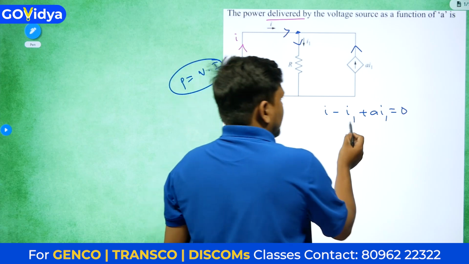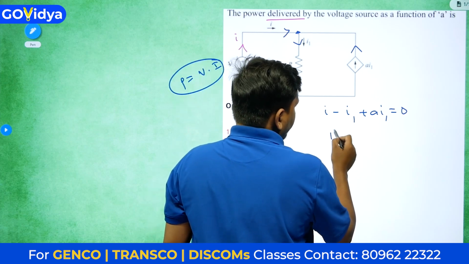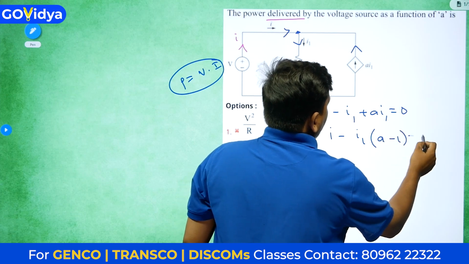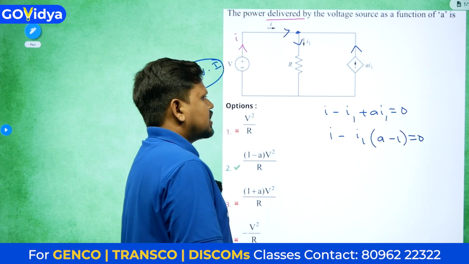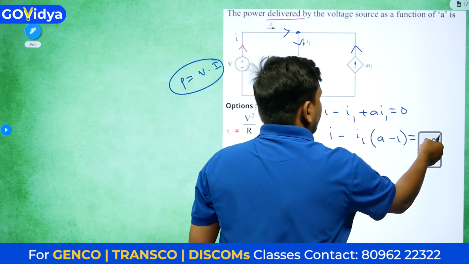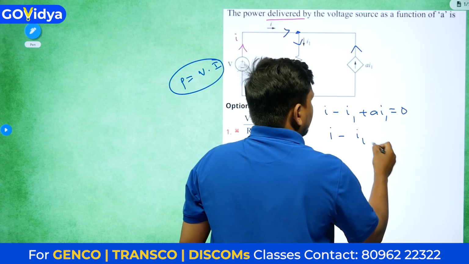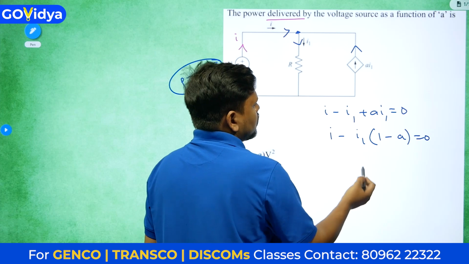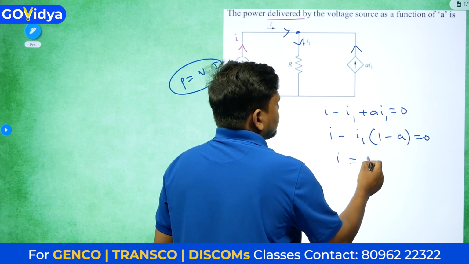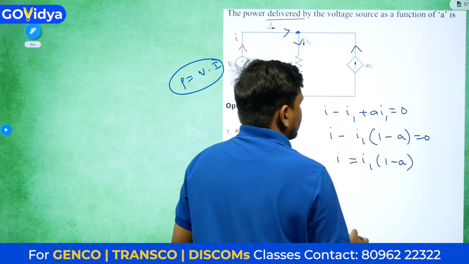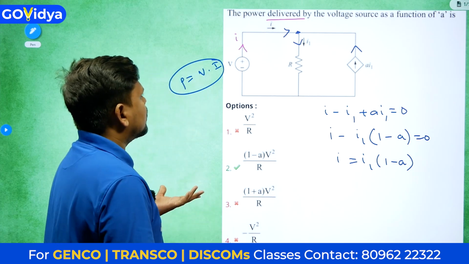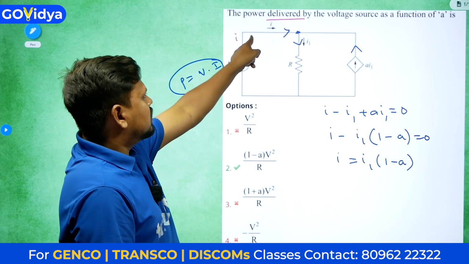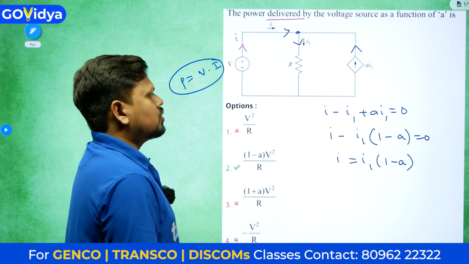Based on the KCL, I1 will be common in these two. So I minus I1 plus A I1 equals 0, that is I minus I1 into (1 minus A) equals 0. Taking I1 to the other side, you will get I equals I1 into (1 minus A). What we need is I only, so we need to multiply this V with this I to get the power.